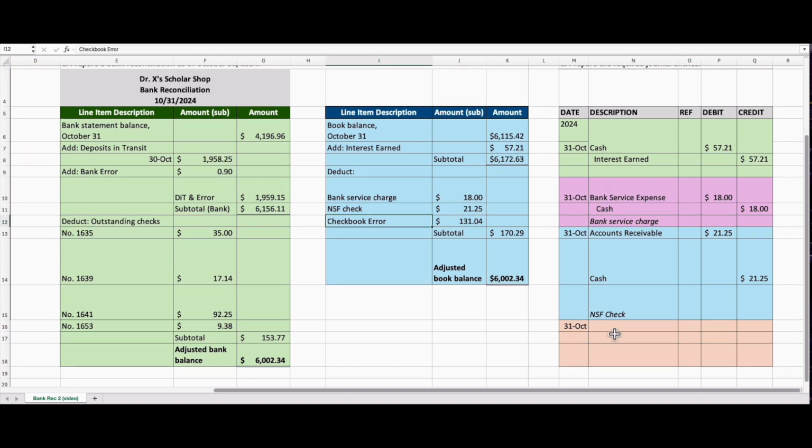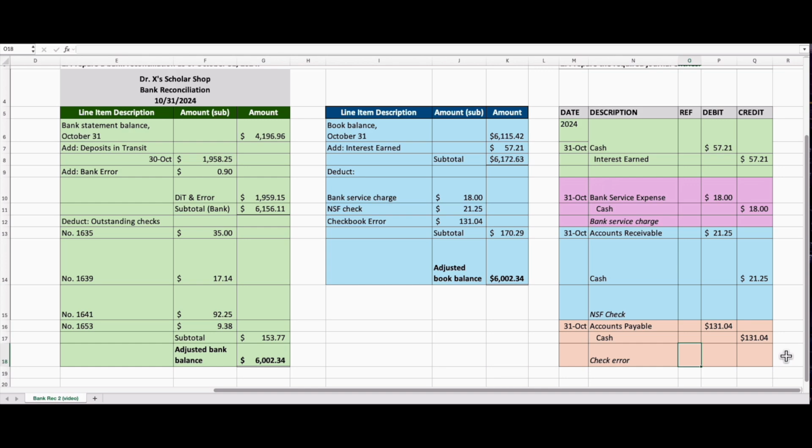The final entry will be the checkbook error. We debit accounts payable in the amount of $131.04, and we credit cash in the same amount. We'll just call that a check error.